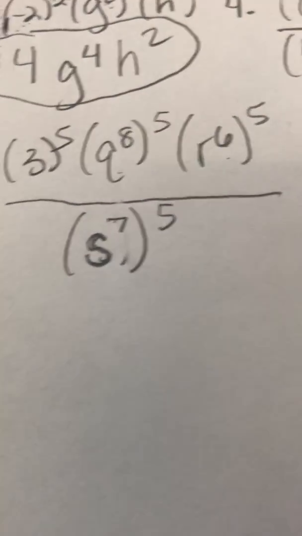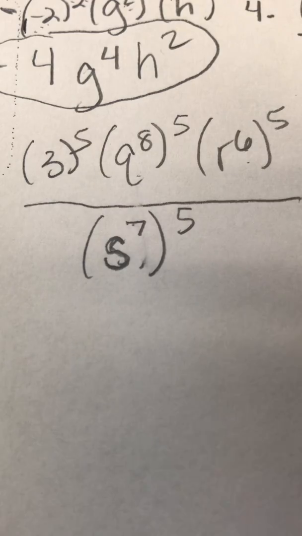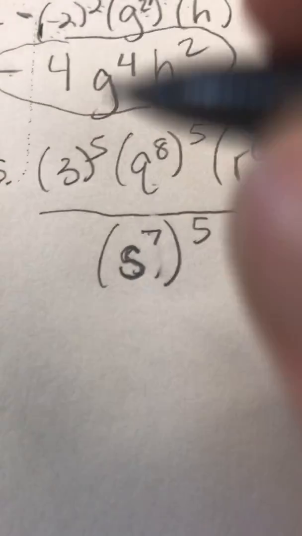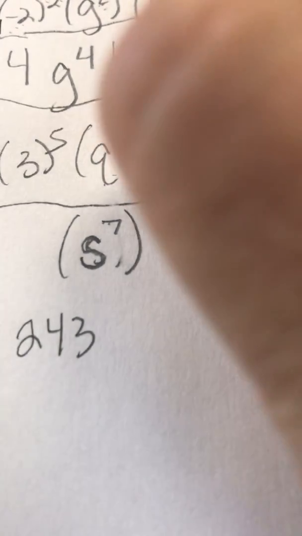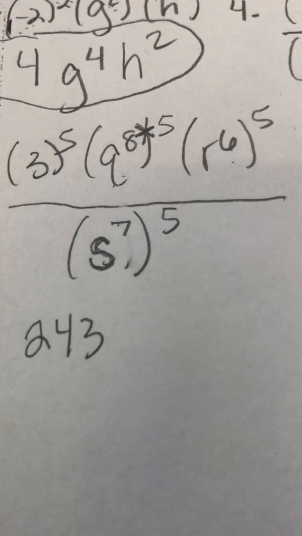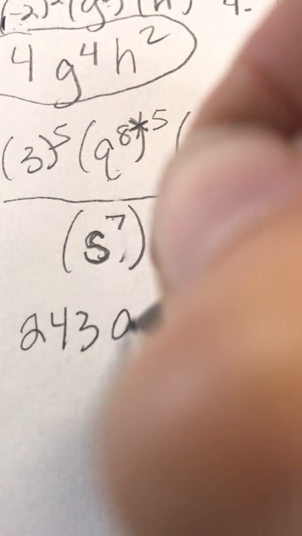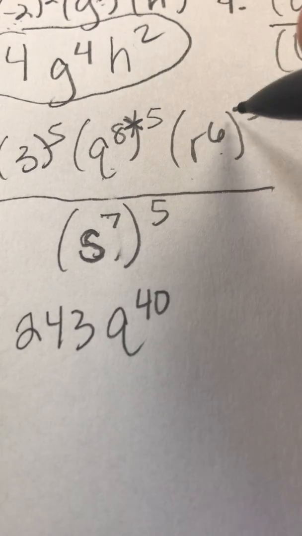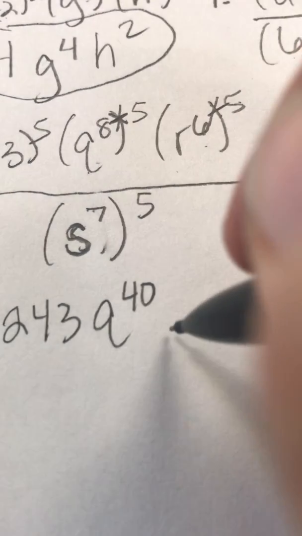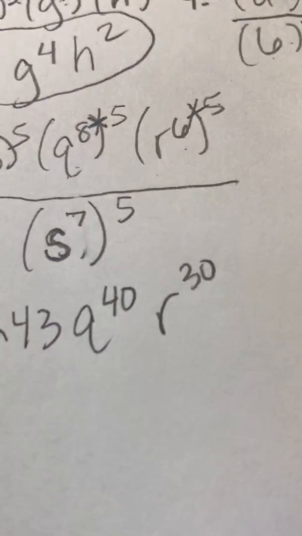So 3 to the 5th power is 3 times 3 times 3 times 3 times 3. Use your calculator, you get 243. Q to the 8th to the 5th power, multiply those because it's a power to a power, and you get Q to the 40th. R to the 6th to the 5th, that's power to a power, multiply. You got R to the 30th.